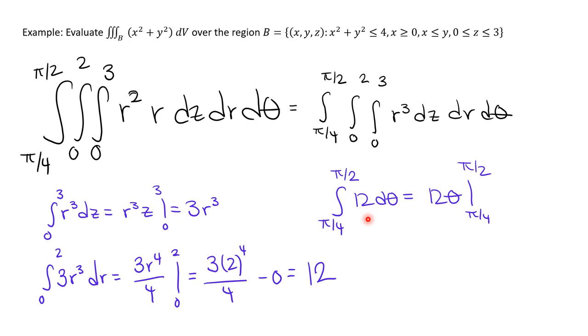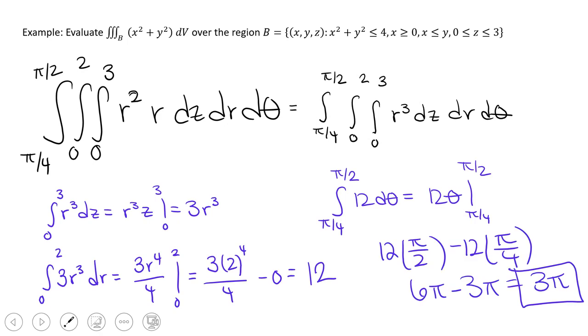And then finally, to finish, we'll integrate 12 with respect to theta. Plug in our bounds of integration and subtract. So I got 12 theta. So 12 times pi over 2 minus 12 times pi over 4. That simplified all the way down to 3 pi. And so that's my final answer. This integral turns into 3 pi.